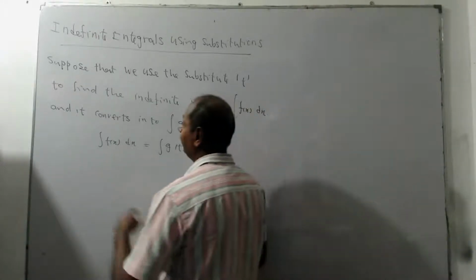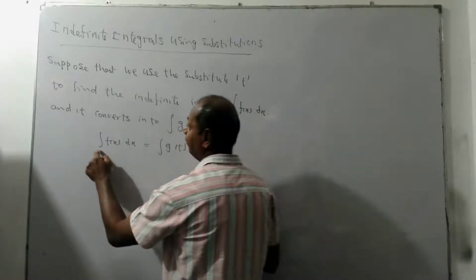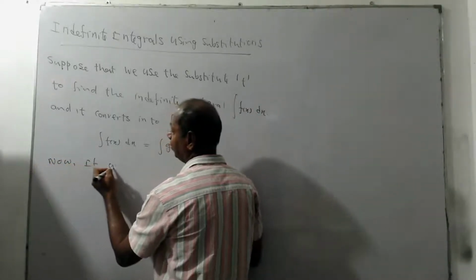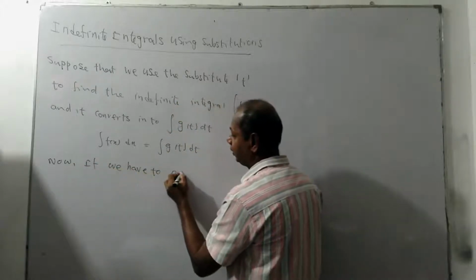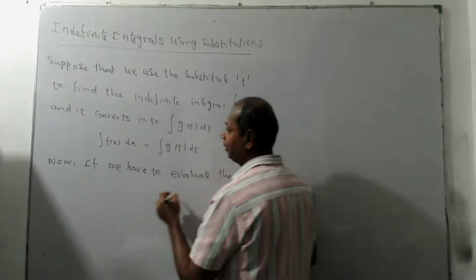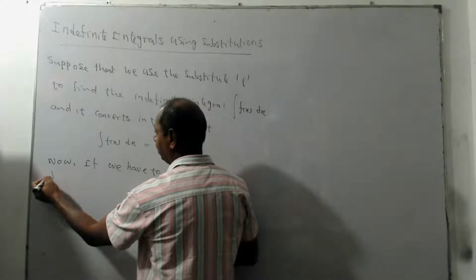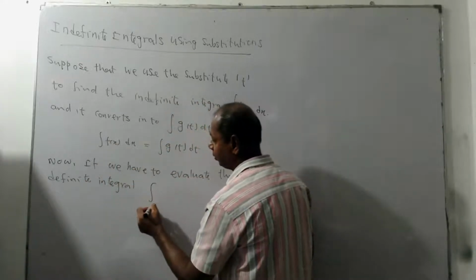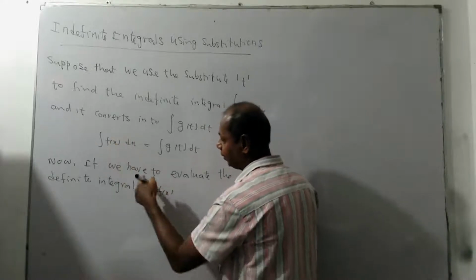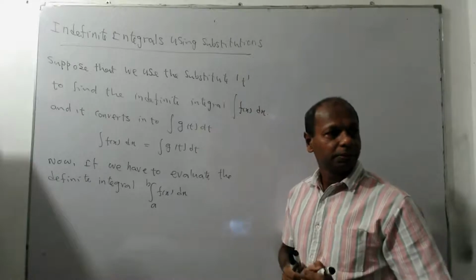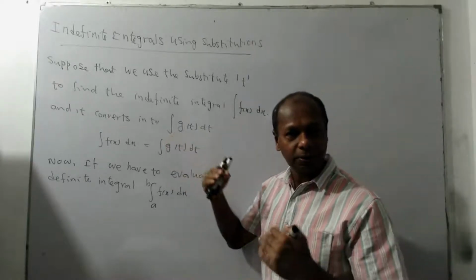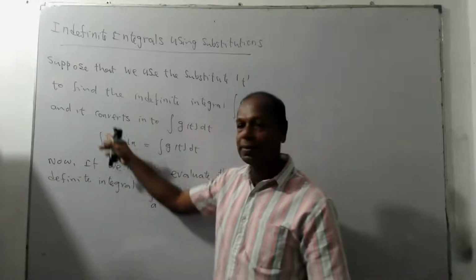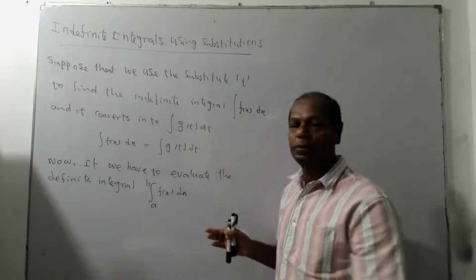Now the thing is, this is the indefinite integral. What if it's the definite integral? You have some limits here. Now, if we have to evaluate the definite instead of the indefinite integral, you have to find the definite integral as it goes from a to b, the same function but with limits. Now that means we have to apply some limits on the other side also. f(x) dx converts into g(t) dt with the substitution. Now, if we have limits on this side, what do we do on the other side?